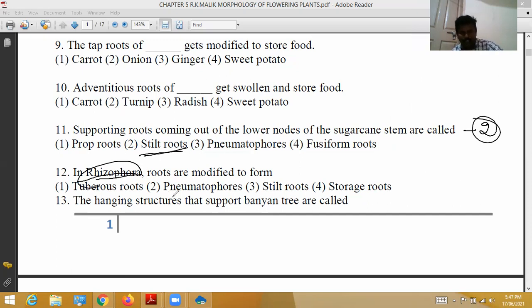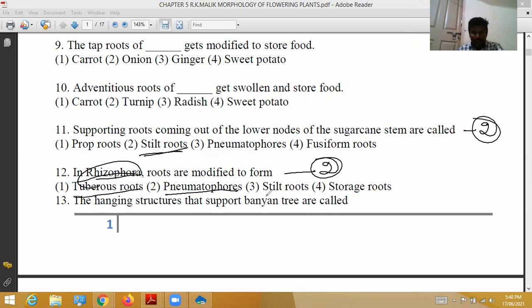In Rhizophora, the roots are modified to form pneumatophores. Pneumatophores are called respiratory roots. So for the 12th question, the correct option is 2. Tuberous roots help to store the food material in potato plants.